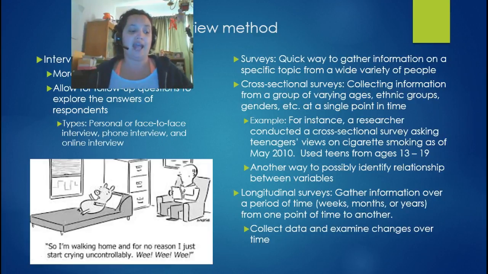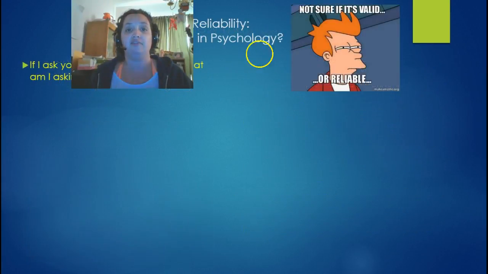So you might ask a group of 13-year-olds, what do you think about smoking? And 3 years from now, you ask that same group of kids who are now 16, what do you think of smoking? 3 years from now, you ask them again. And you might do that until they're 30 or whatever the math would work out to be. The idea is that you're collecting this data and examining it for changes over time. So this is another option that psychologists have.